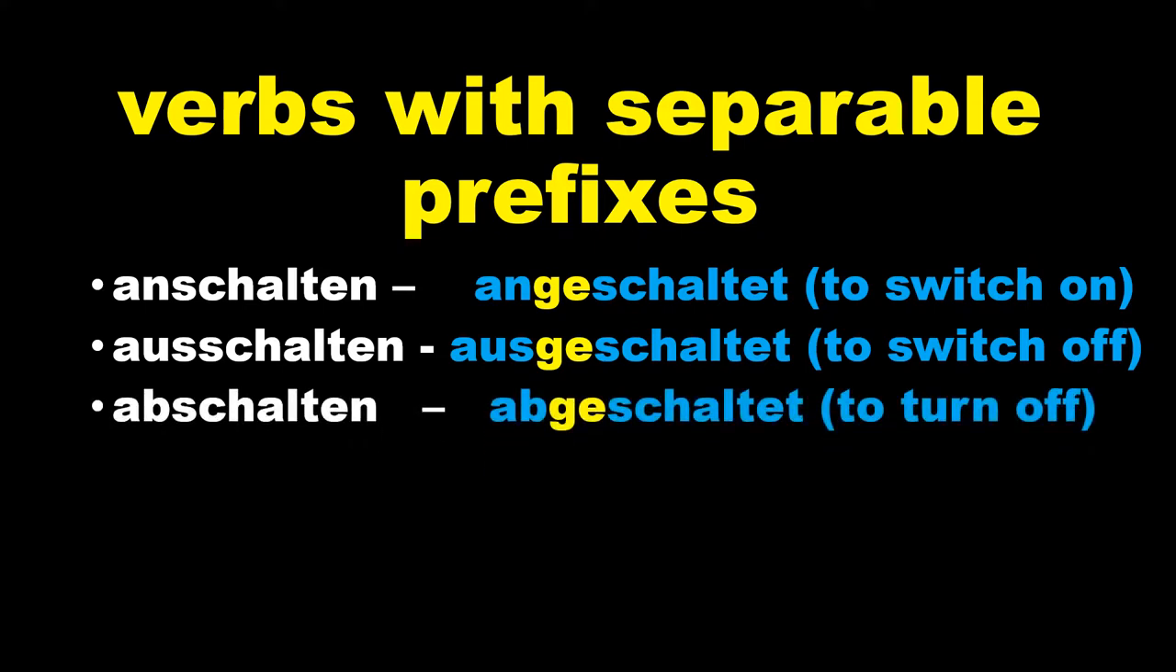Let's take one more example. Abschalten. I have taken similar verbs so that you can compare them, understand the meaning and remember them, so that it will be clear in your mind what kind of verb it is and how to make the participle two form for this kind of verb. Abschalten, abgeschaltet. Ab is the prefix here, schalten is the same verb. Abgeschaltet. Again, the ending is ET. Abschalten means to turn off.